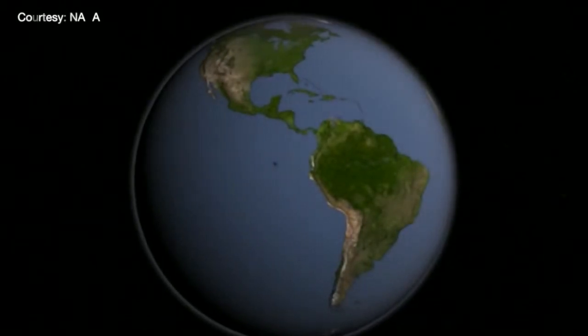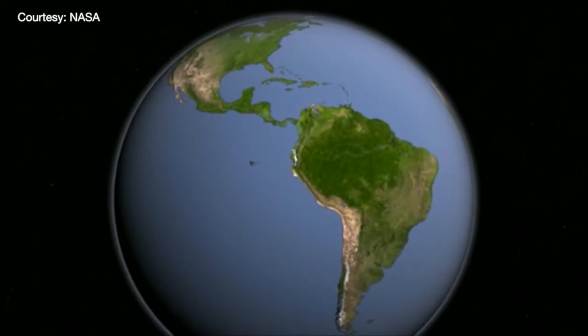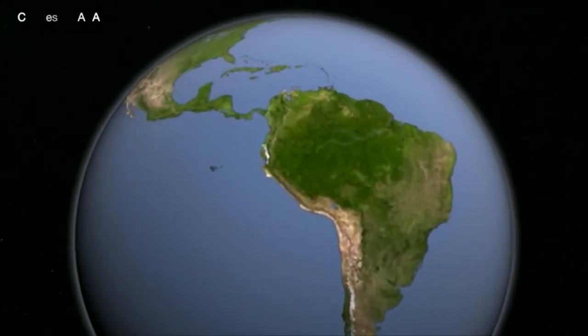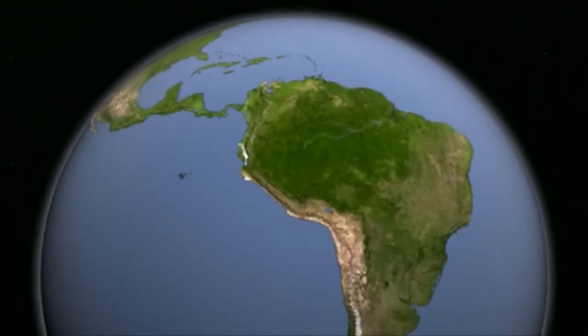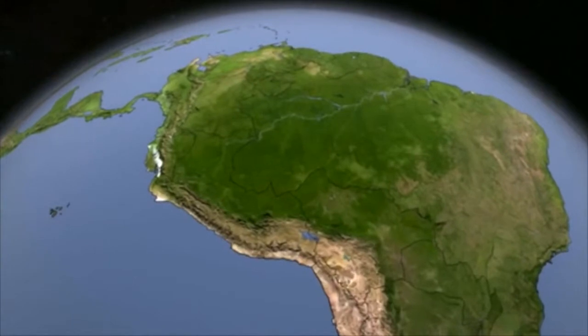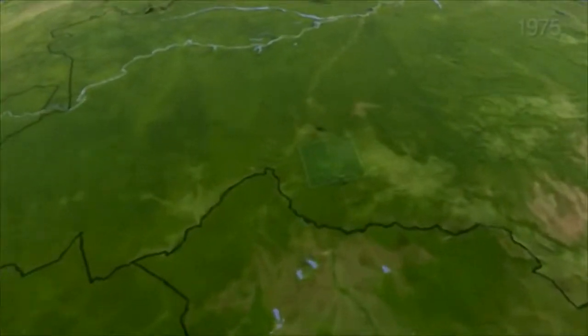Most of the time when we hear about habitat fragmentation or deforestation, it's happening in some place far away, as I show in this next video. This is a time-lapse video taken from the Amazon rainforest from NASA satellites. It shows the time period from 1975 to 2011.